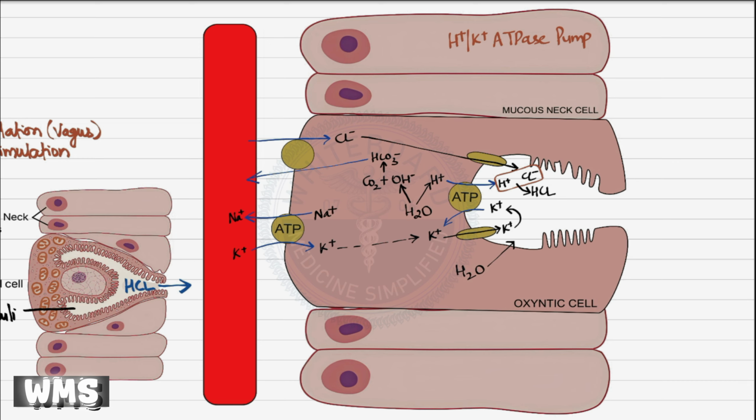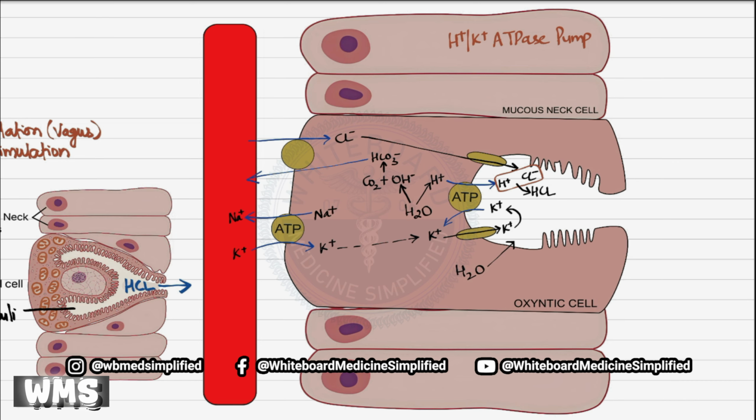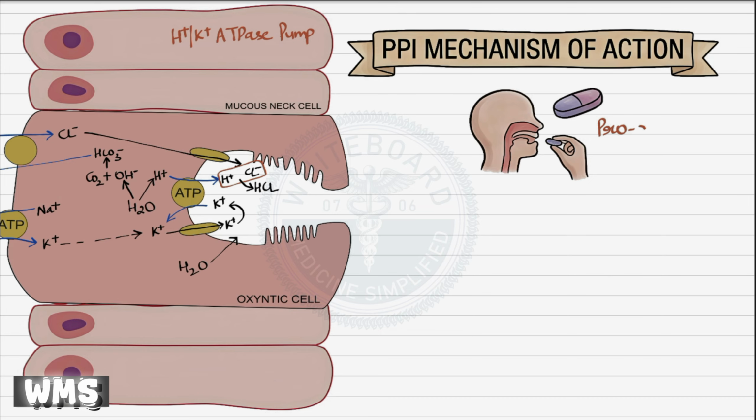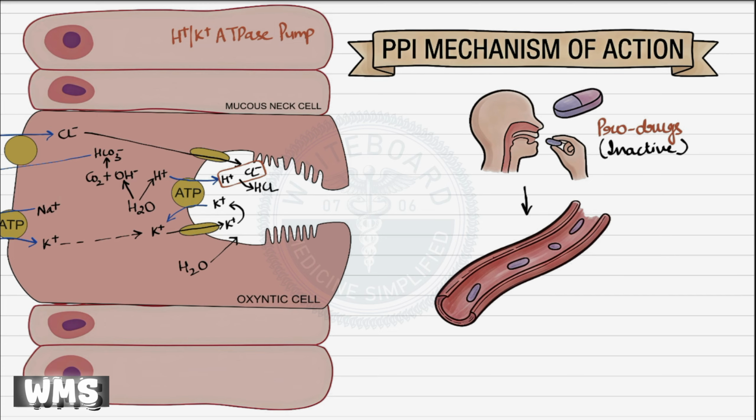Now that we have understood the normal physiology of hydrochloric acid synthesis and secretion, let's finally move to our main topic. PPIs are actually prodrugs, meaning they are initially inactive and require an acidic environment for activation. So after being absorbed into the bloodstream, these drugs diffuse into the parietal cells and specifically accumulate within the highly acidic canaliculi that we discussed earlier.